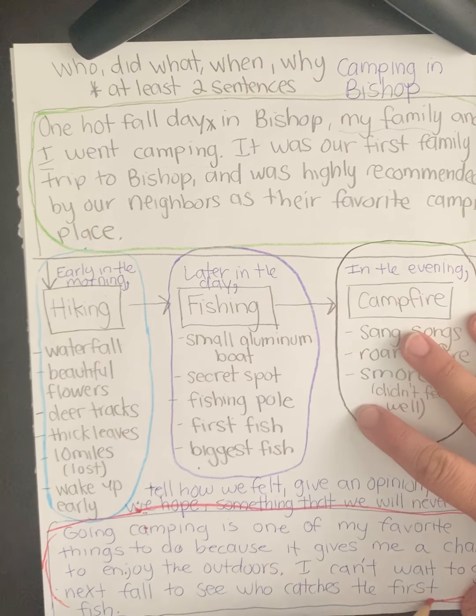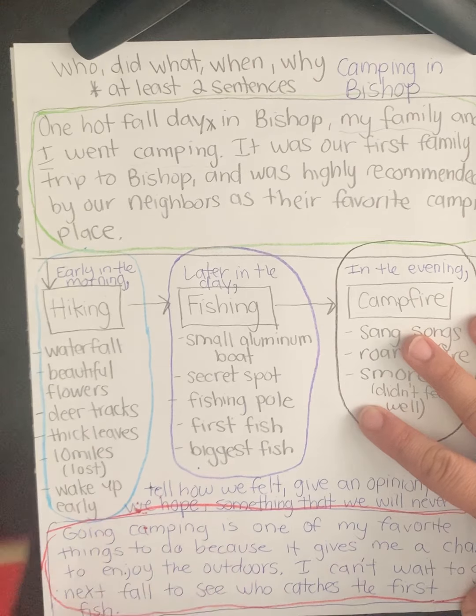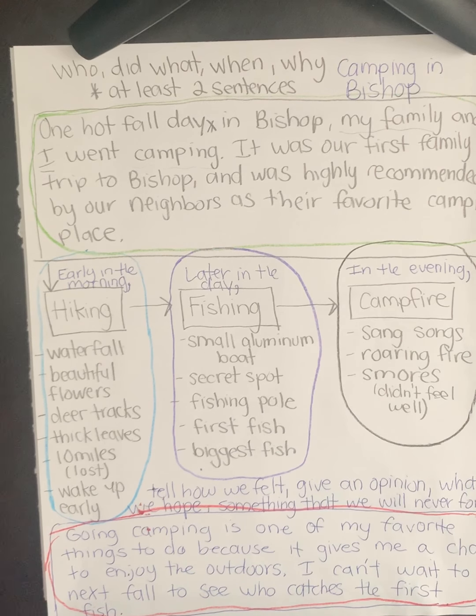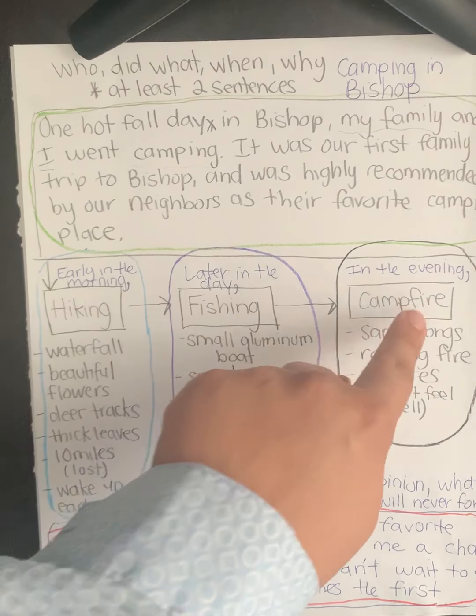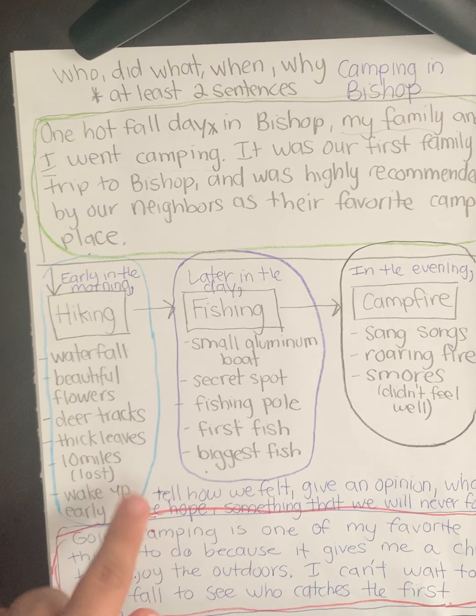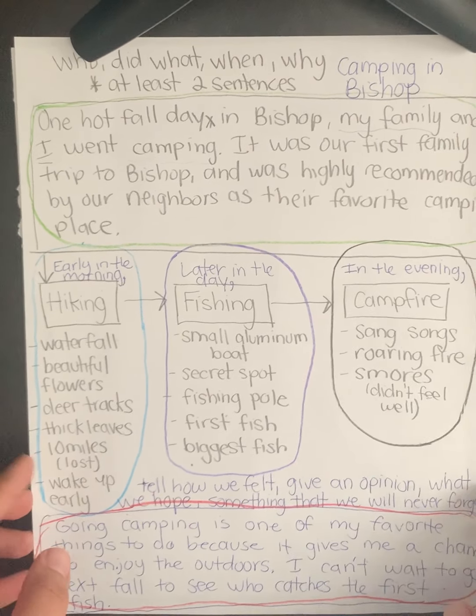Okay, so again, they don't have to be perfect or anything like that. The colors are just to show you the different paragraphs. So this is how we end up getting our 5 paragraphs. We have 1 paragraph, 2, 3, 4, and 5. Okay, so we're going to go ahead and start writing this.